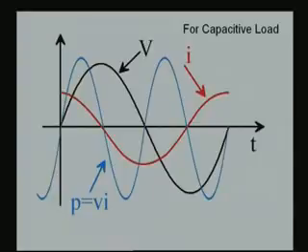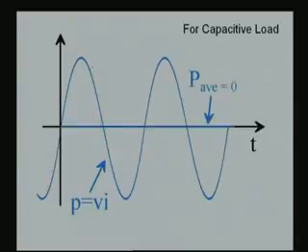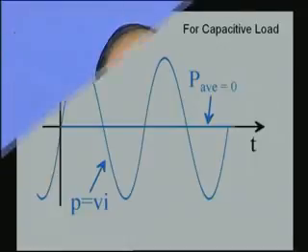What do you see here also? We see that the average power is 0, like in the case of the inductive circuit. The capacitive circuit also results in an average power equal to 0. Interesting, isn't it? Only the resistive circuit gives a finite average. Keep that in mind, because we will be using it much later.